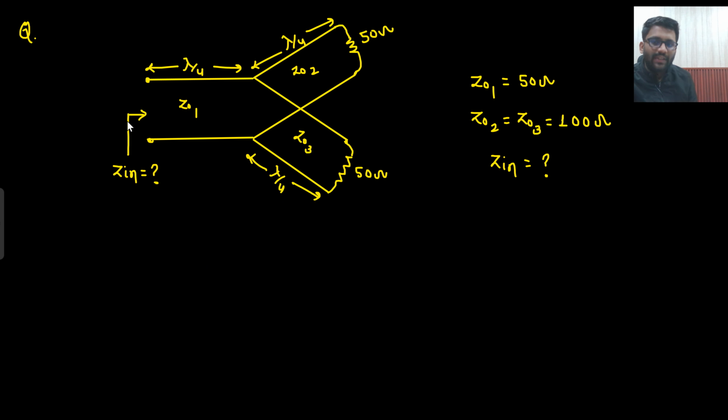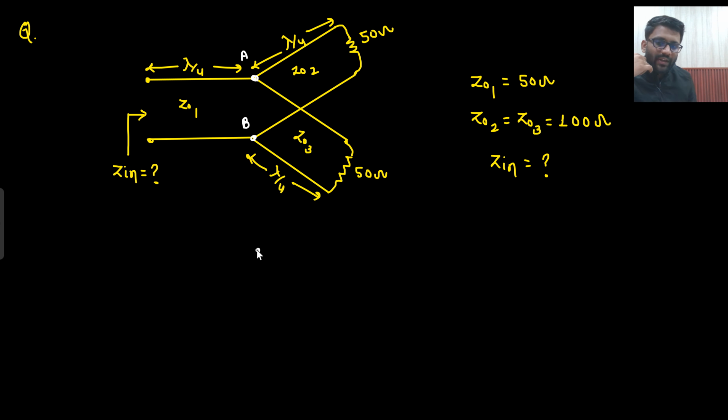So this is one transmission line. From here I need to find the impedance. So first I need to keep on solving these lines. Between A and B, this transmission line is connected, which has Z0 2. Between A and B, this transmission line is connected, which has Z0 3, and the load is 50 ohm. Z0 2 and Z0 3 are both 100 ohm only. The length is lambda by 4. This length is also lambda by 4.